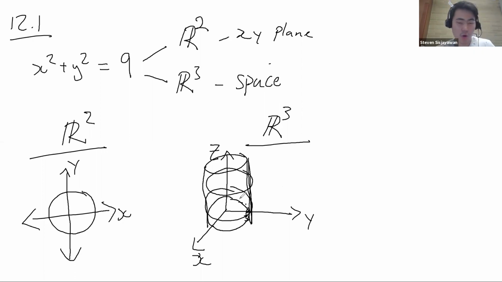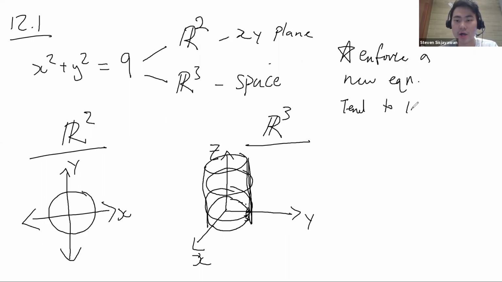All right, so that is that for x squared plus y squared is equal to 9. So this basically represents a curve in space. Another key concept is that whenever you enforce a new equation, you tend to lose a degree of freedom, as mentioned in class or in lecture.